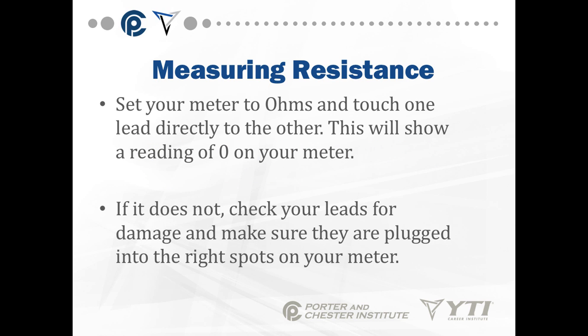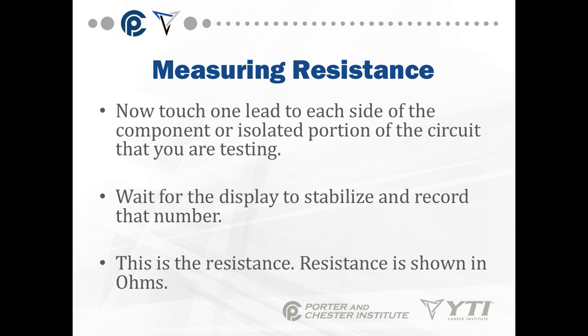Set your meter to ohms. Touch one lead directly to another. This will show a reading of 0 on your meter, which means your meter's good. If it doesn't, check and make sure that your leads aren't damaged and they're plugged into the right spots. Now, touch one lead to each side of the component or isolated portion of the circuit that you're testing. Wait for the display to stabilize and record that number. This is the resistance. Resistance is always shown in ohms.